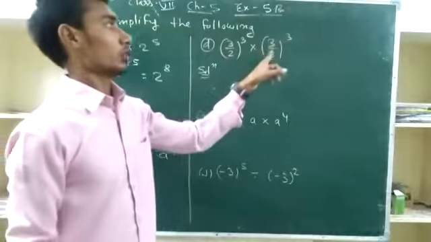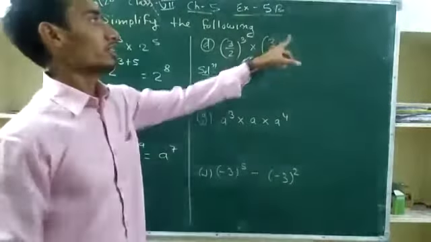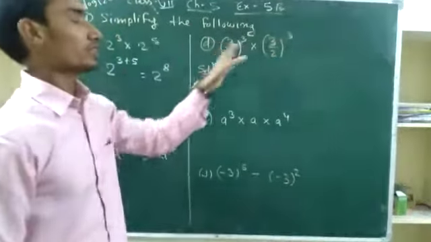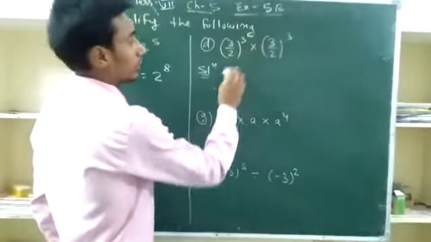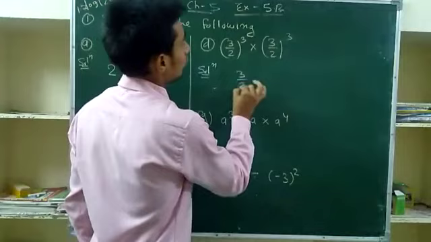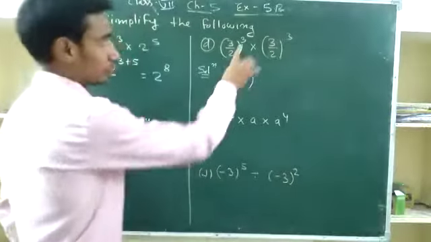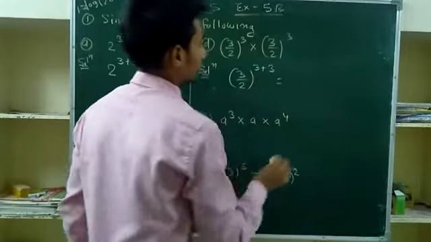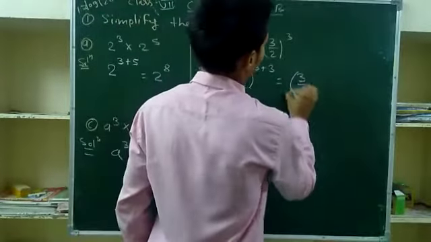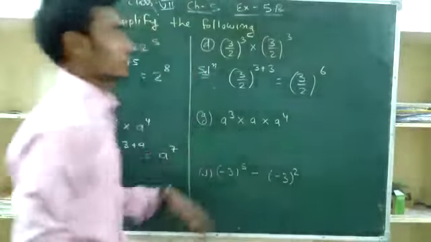3 upon 2, 3 upon 2. Base is same, power is also same. So what you will do? Multiply here. First write the base 3 upon 2. What is power? 3 and 3. 3 plus 3, (3 upon 2) raised to power 6. That is the answer.